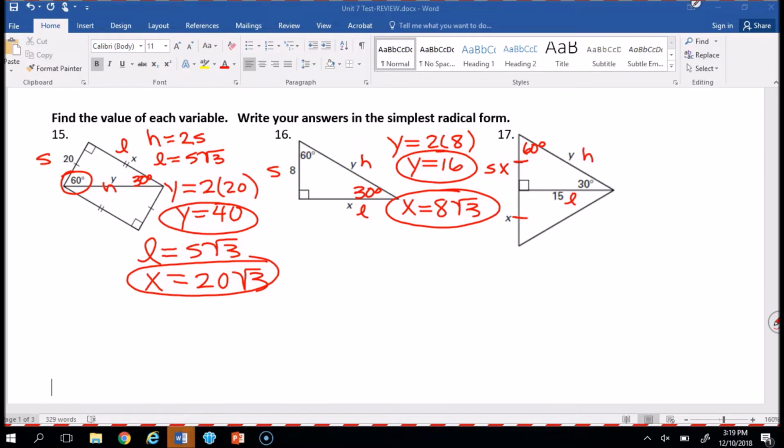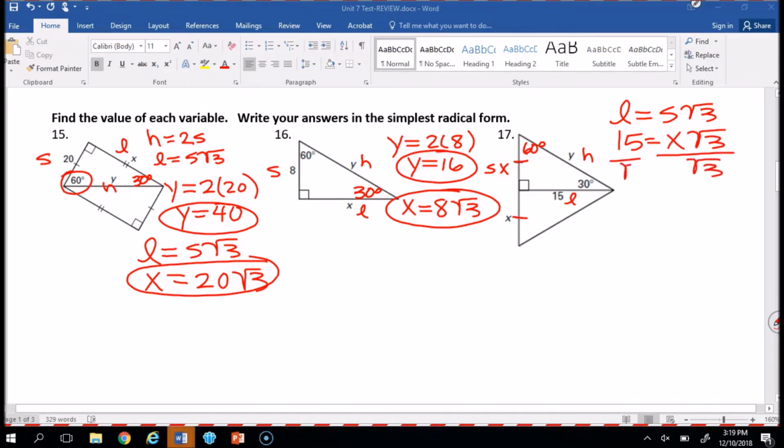So this time we have the long leg, so we're going to use a long leg formula. So the long leg formula is equal to the short leg times the square root of 3. So we're going to put 15 in here, and our short leg was x, square root of 3. So we're going to work this like we did the 45, 45, 90s, and we're going to divide both sides by the square root of 3. That gets it gone from there, so x is equal to 15 over the square root of 3.